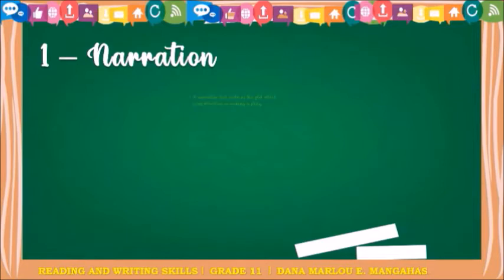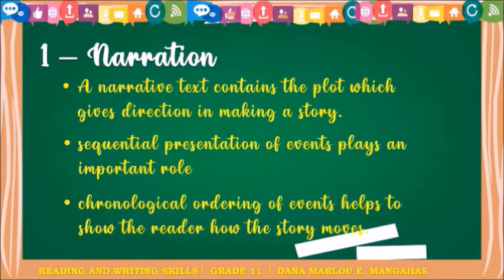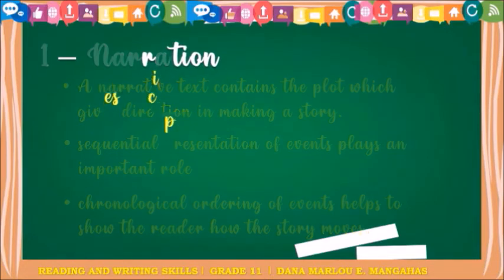One of these is through narration. A narrative text contains the plot, which gives directions in making a story. In developing narration, sequential presentation of events plays an important role. Thus, the chronological ordering of events helps to show the reader how the story moves. Most of the common transitional words are first, next, then, after, and suddenly.